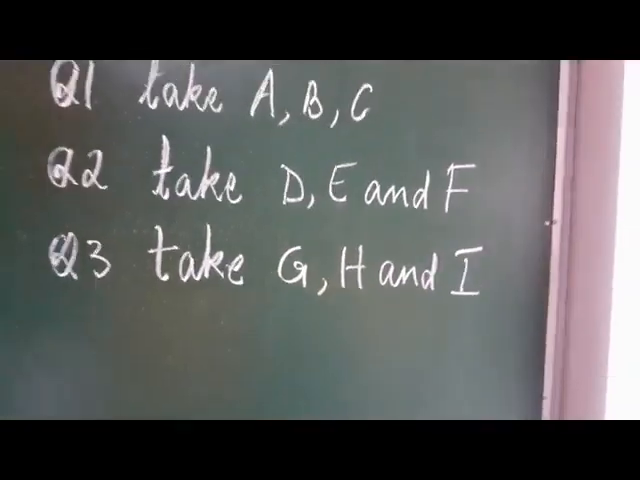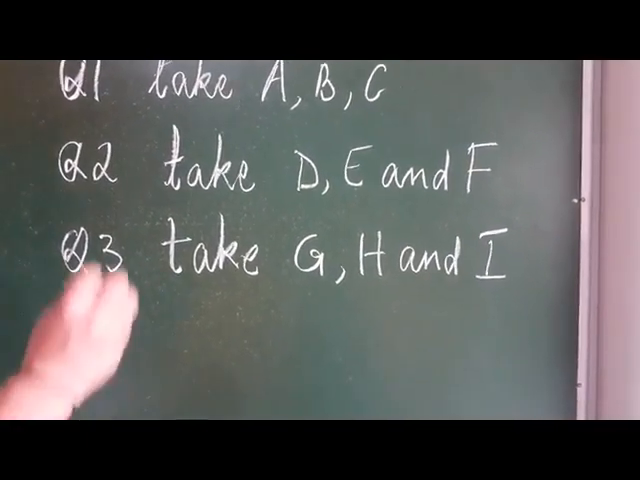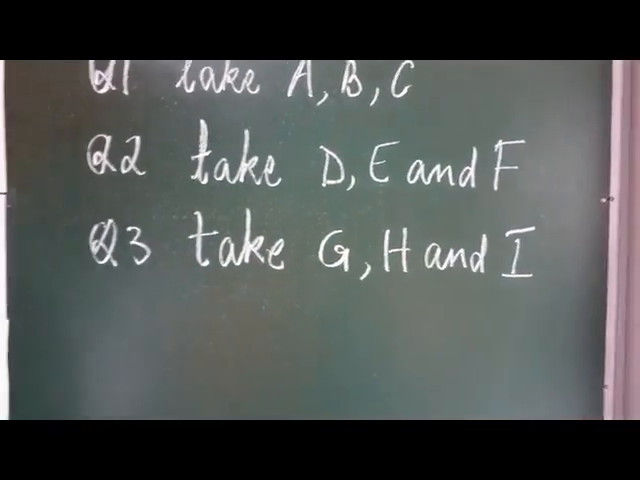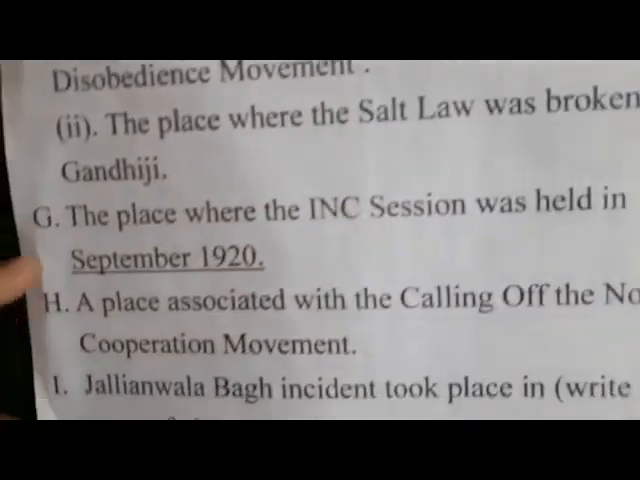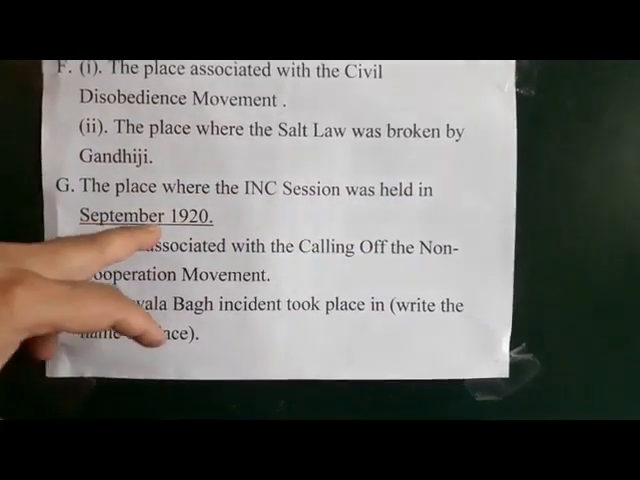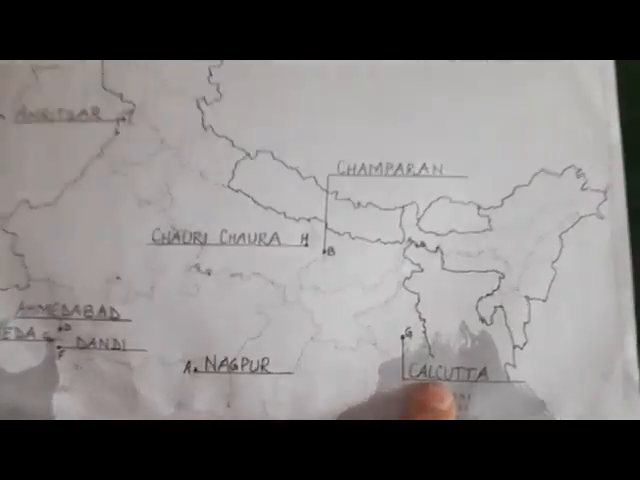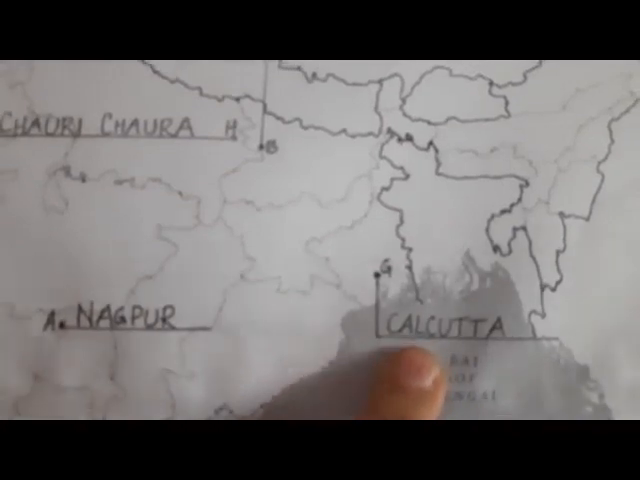Now go to question number 3. Now question number 3 is similar to the rest. So write the question down, mark GHI on your map and then write the events in the question. G says, the place where the INC session was held in September 1920. It says Calcutta. So in that blank space there, you will write Calcutta.